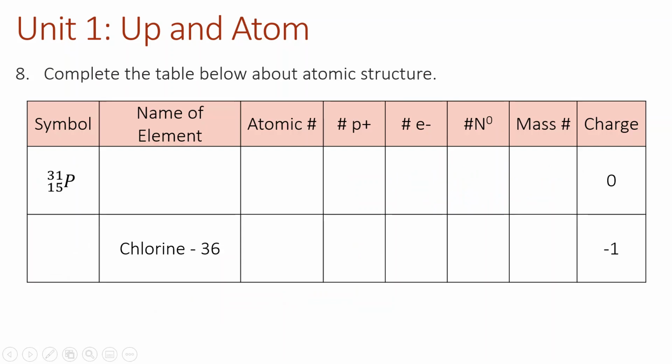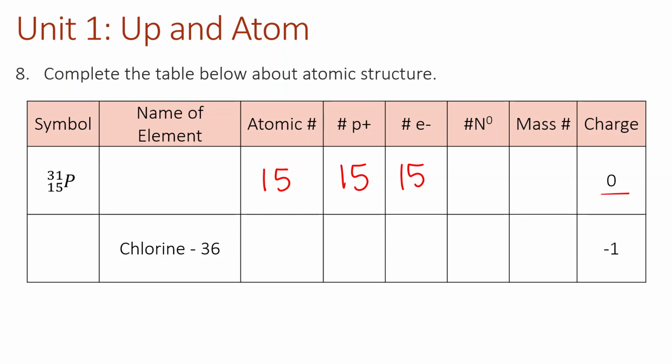In question 8 here, we want to complete the table below about atomic structure. So in the first one, we're given the symbol here. The bottom number is going to be the atomic number. So that's going to be 15, which is the same as the number of protons. We also know that the charge is 0 here, so we must have equal numbers of protons and electrons for that to be true.